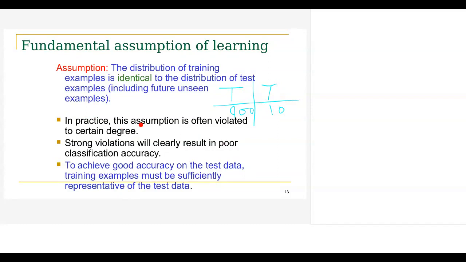In practice, this assumption is often violated to a certain degree. Strong violation will clearly result in poor classification accuracy. If we ignore this, if it is 900 versus 10, it will always give you poor accuracy. So it will not be good accuracy. To achieve good accuracy on the test data, training examples must be sufficiently representative of the test data.